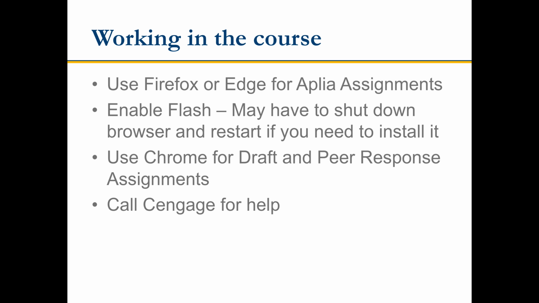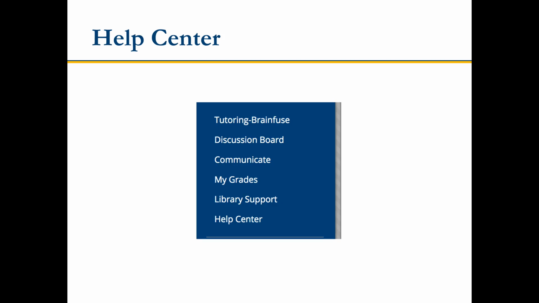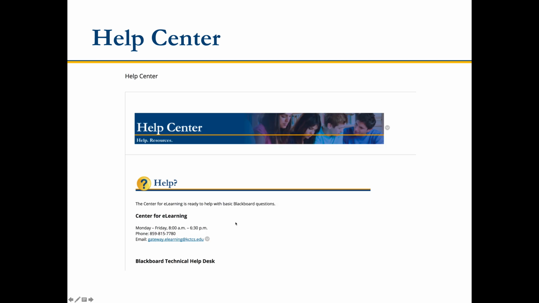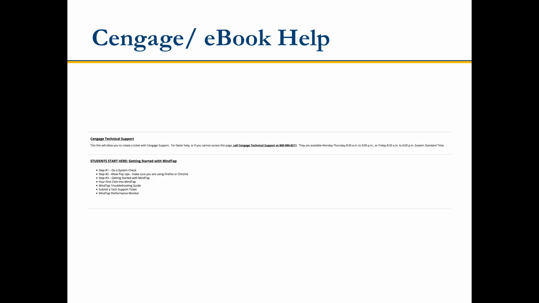And of course, if you are having any problems with any of the ebook materials, you need to call Cengage for help. Let me show you where you can find that. If you look back in your Blackboard shell, underneath My Grades there's a Help Center link. If you click on that, you're going to come to a screen that looks like this. It has things for e-learning and for Blackboard, but if you scroll down far enough, you will see the things for Cengage. There's a Cengage technical support link that you can click on to submit a help desk ticket. You can do this after hours if you're working really late at night or on the weekend. But you can also call Cengage technical support at this 800 number for most of the week.